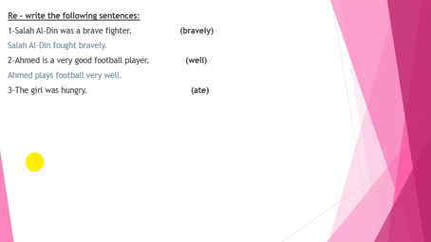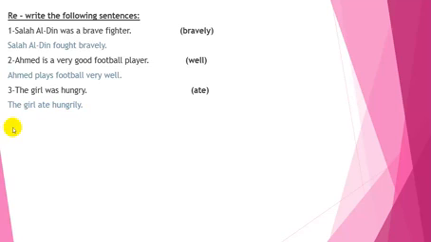Number 3. The girl was hungry and he wants me to use ate. The sentence is in the past simple, so I will use ate. The girl ate. How did the girl eat? She was hungry, so she ate what? What is the adverb for the adjective hungry? Excellent. The girl ate hungrily.